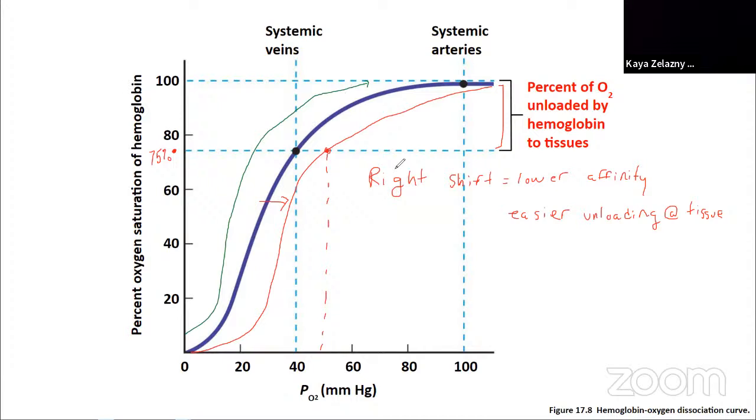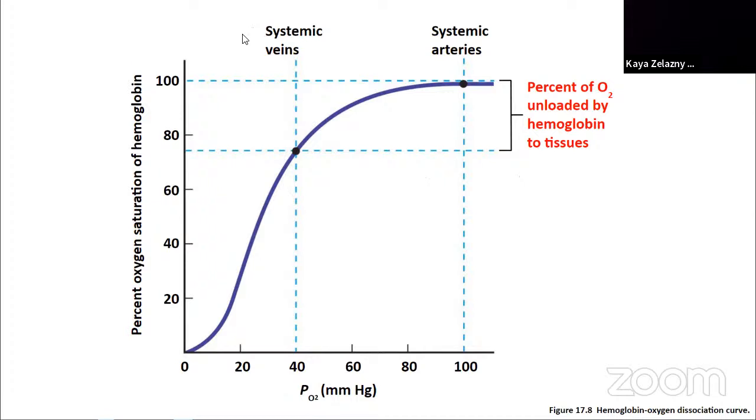We're going to be thinking a lot about right shifts, but we could also have left shifts, right? So a left shift would mean that it's easier to get oxygen onto the hemoglobin, so we have a higher affinity for oxygen. But the converse will be true at the tissue end, right? This means it will also be harder to get that oxygen detached, to unstick it from the hemoglobin, so it will make it harder to get it to the tissue.